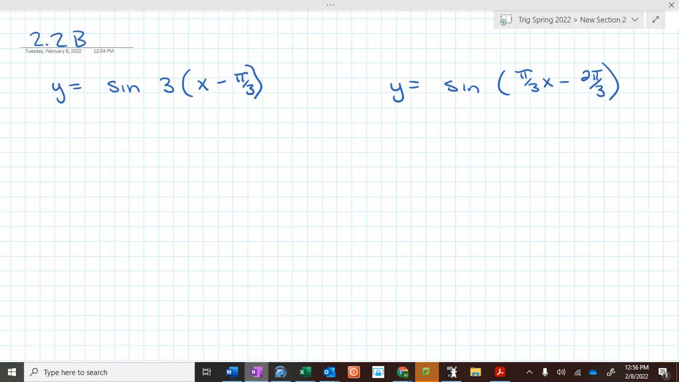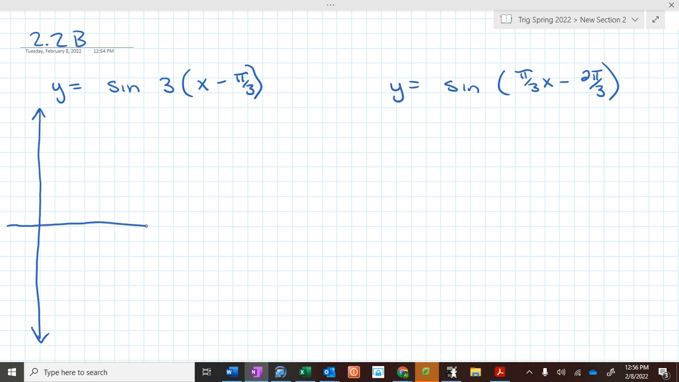So let's look at these two functions here. Y equals 3 sine of (3x minus pi over 3), and y equals sine of (pi over 3 x minus 2 pi over 3). Okay? So on this one, what's all going on here?